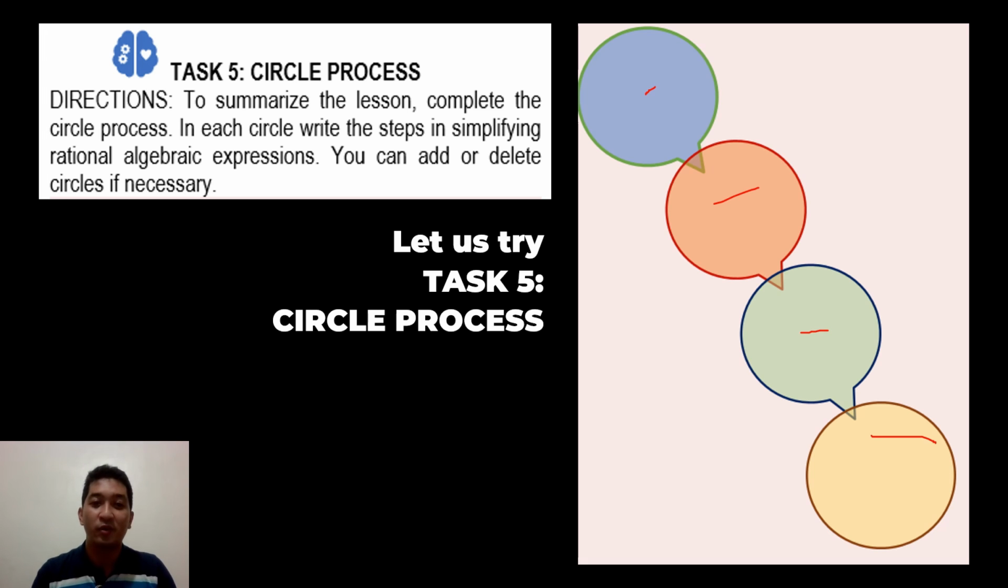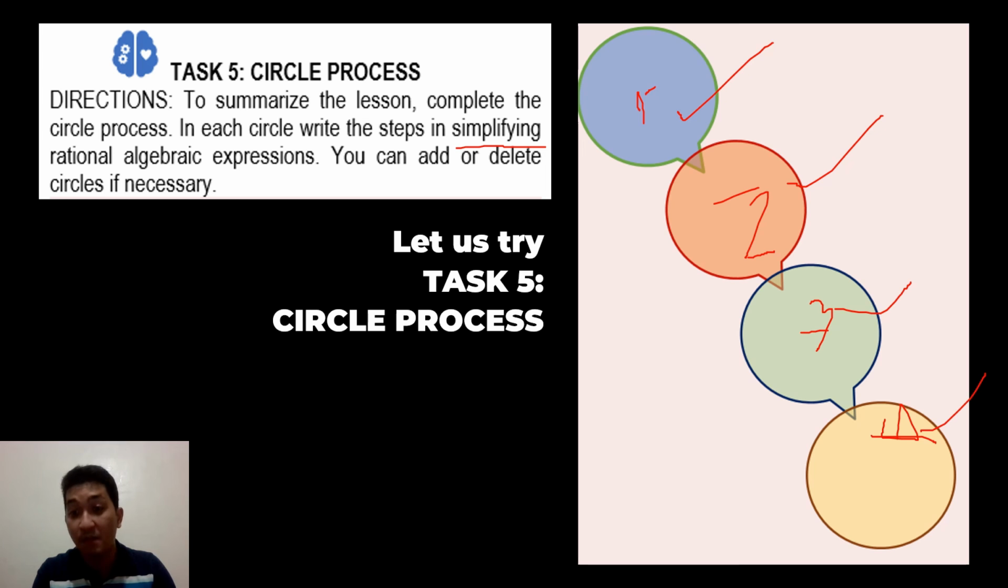Ito yung unang step, pangalawang step, pangatlo, and then pang-apat. Okay? So, ano pong isusulat dito? Steps ng pag-simplify ng rational algebraic expression. Ano bang unang ginagawa? Pangalawa, pangatlo, pang-apat, o baka may panglima pa. Pwede kang magdagdag. Pwede ka rin magbawas kung ayaw mo. Basta ang mahalaga, galing sa salita ninyo.